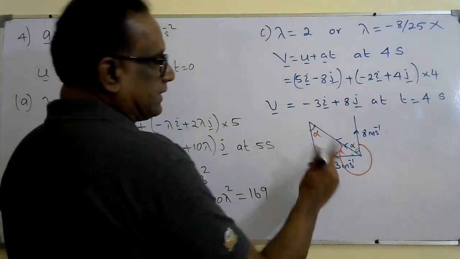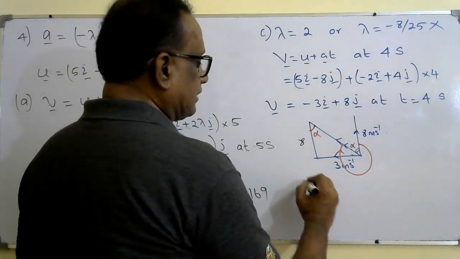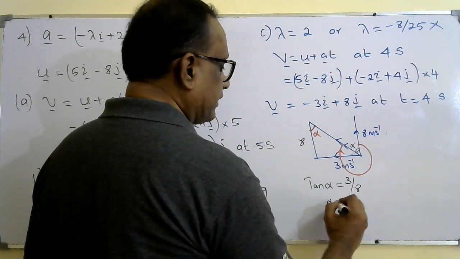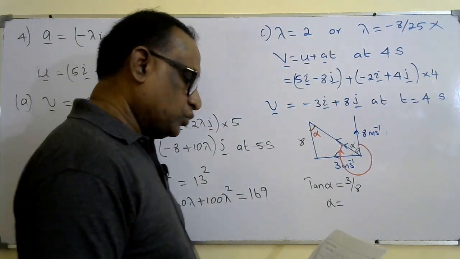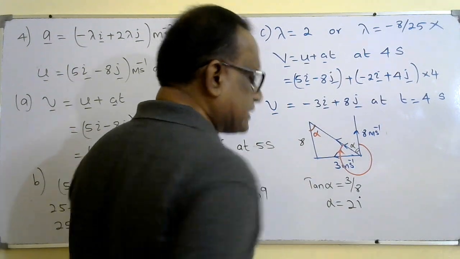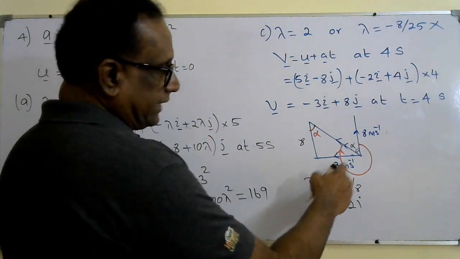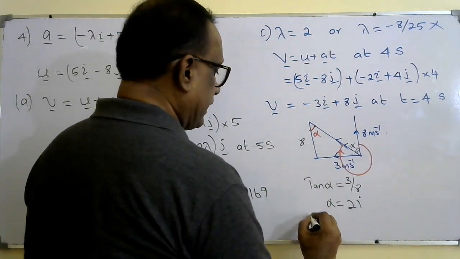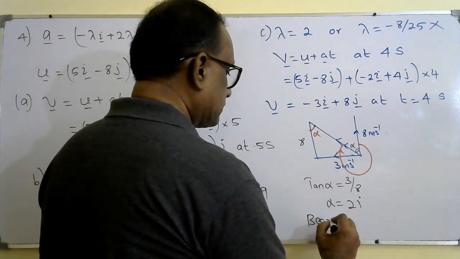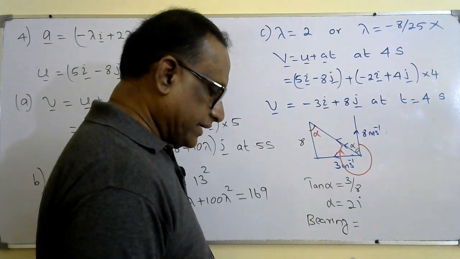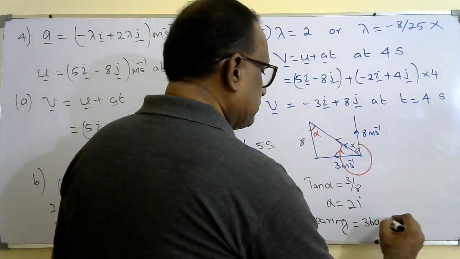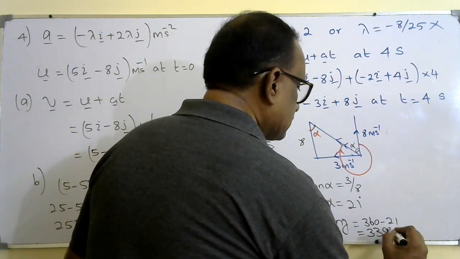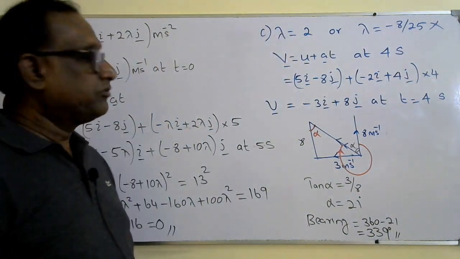So this is 3 meters per second, this is 8. We'll find tan alpha. Tan alpha is 3 over 8, find the alpha. So you'll get alpha equal to 21 degrees. You can take it as 20.6, so you can take it as 21. But the bearing is from the north this much. So the total is 360 minus alpha. If you give it in bearing, 360 minus 21, that's easy to do that way. That will be 339. So that's the bearing at 4 seconds.